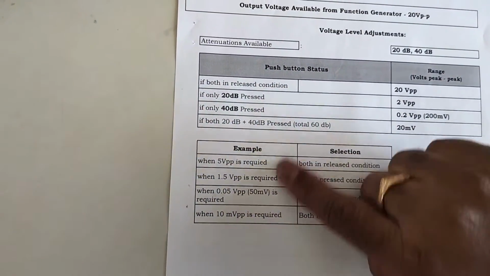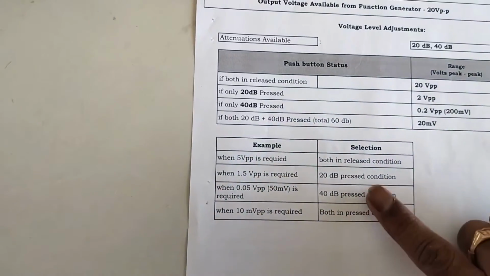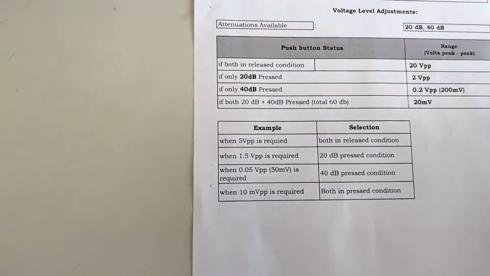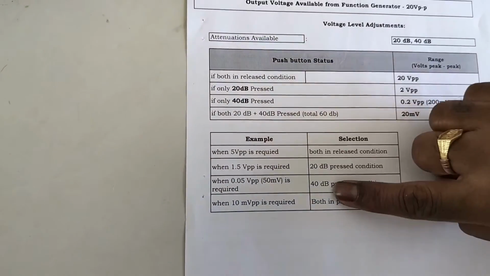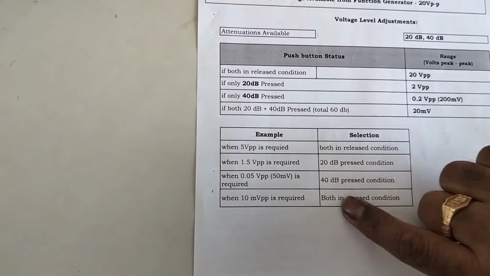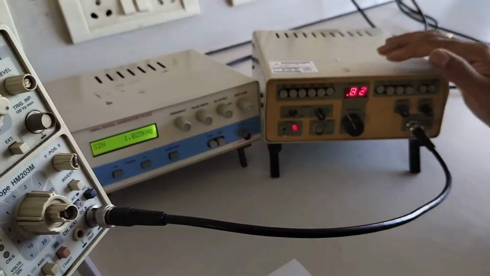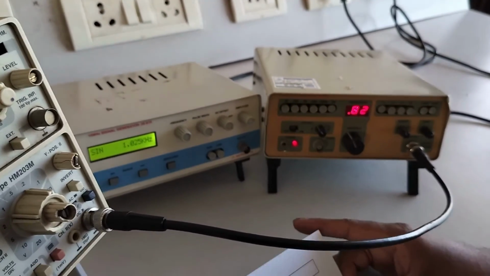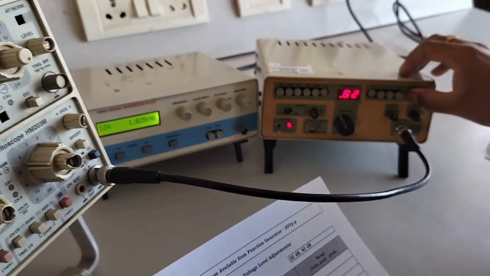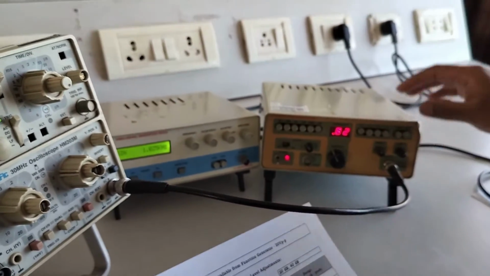Then there are examples also. When 5 volts is required, what should the attenuation levels be, and for 1.5 volts, what is the attenuation level, 40 dB. If you want 10 millivolts, I will show you the practical things. Practically, I will do it and show you when to use 20 dB and 40 dB and when to release them.